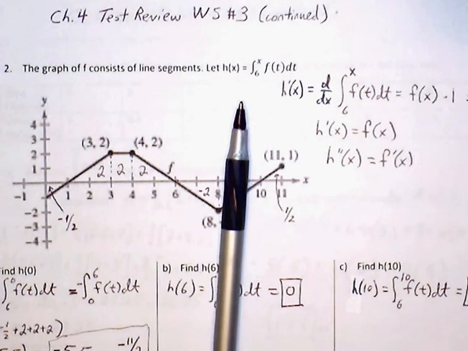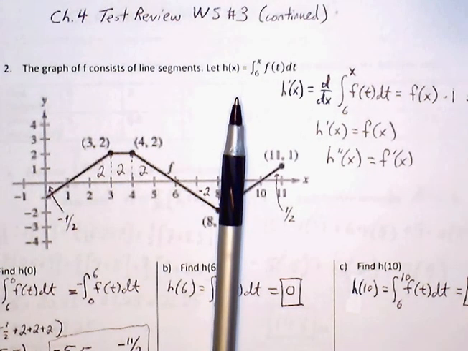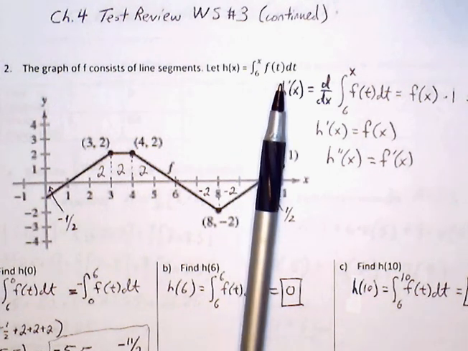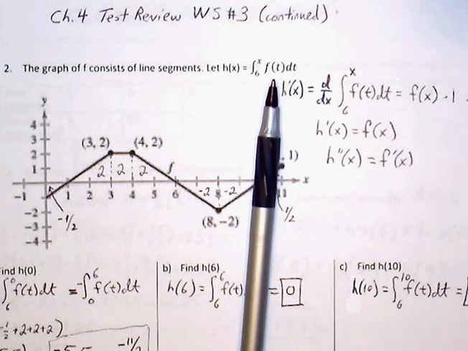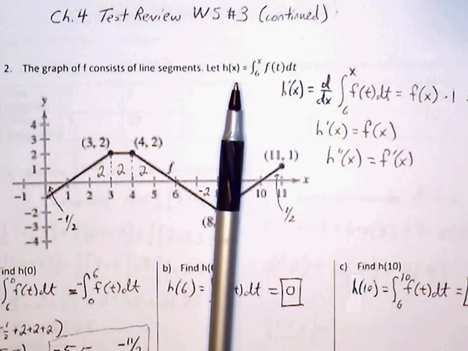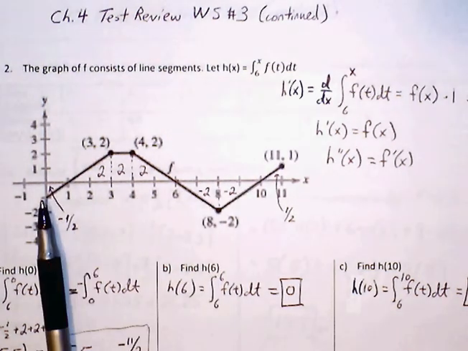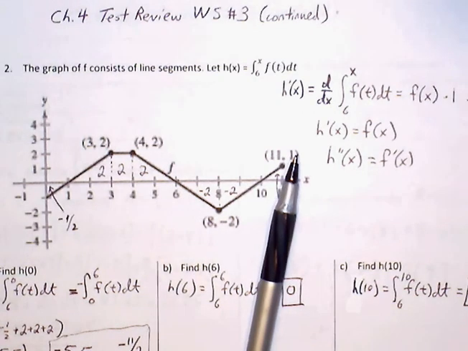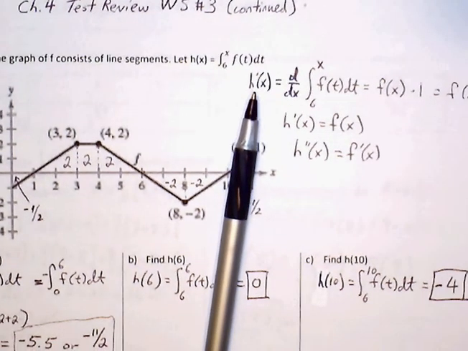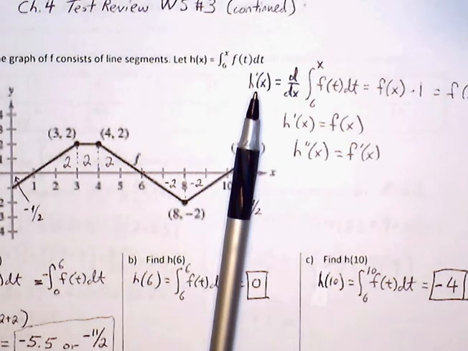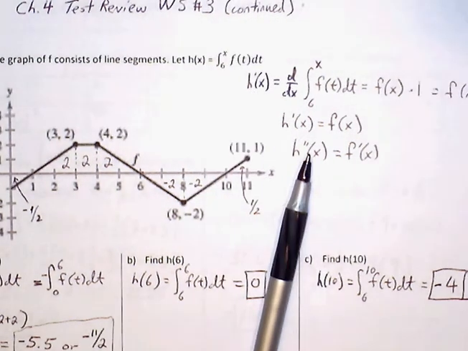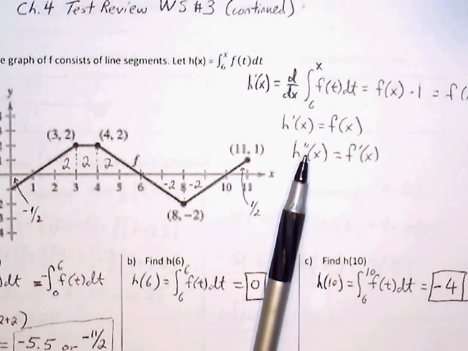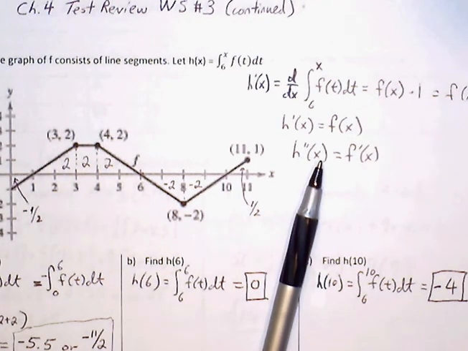So let h of x equal the definite integral of f of t dt from 6 to x. So think of f of t as the derivative graph of h of x. So just like before, we are looking at our derivative graph here. If we want to find h prime of x, we're going to go ahead and just find the relevant information that we're going to need later. So we're going to need h prime of x, we're going to need h double prime of x.